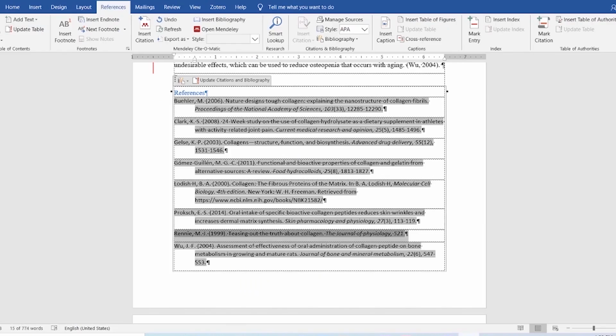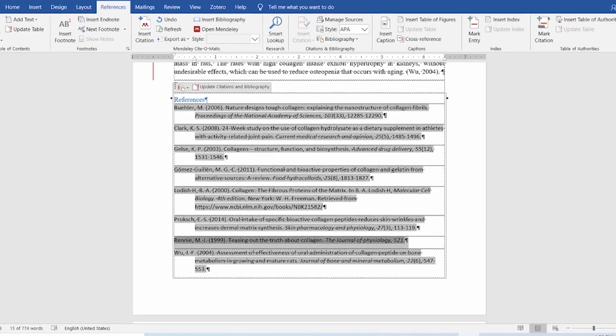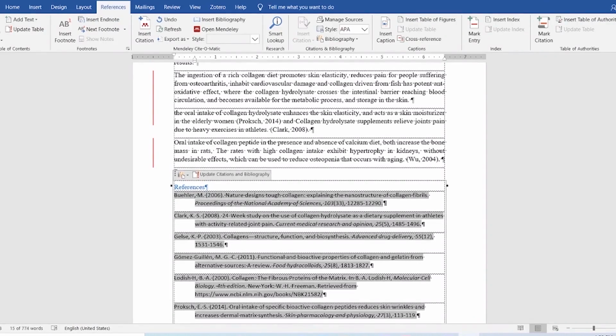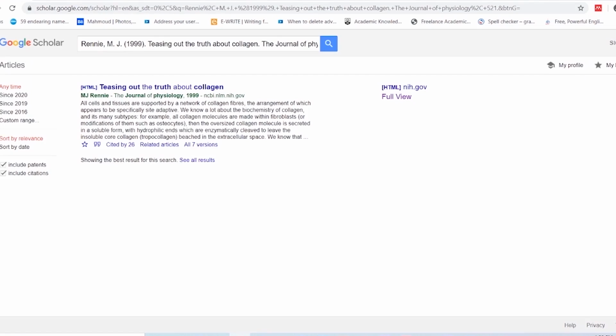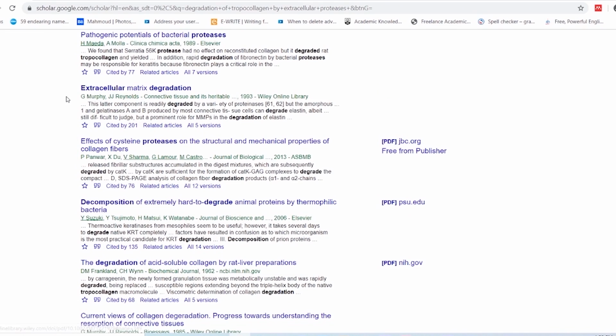And for that, I will go to the sentence and see what sort of citation I needed. So I need the degradation of tropocollagen by extracellular proteases. I need articles that talk about this topic. And in here I have extracellular matrix degradation. I will see if I have access to this article.